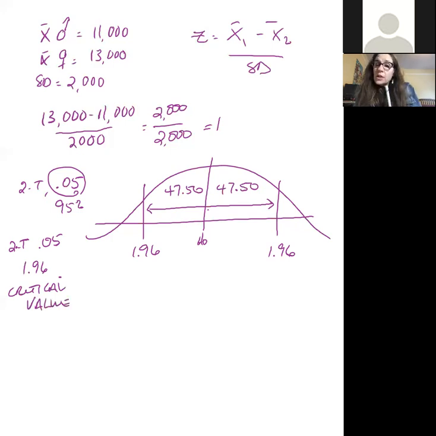Okay, we actually know enough right now already to determine whether this is statistically significant or not. If you recall from the lecture, one of the ways that we can determine statistical significance is to compare our test statistic to our critical value.